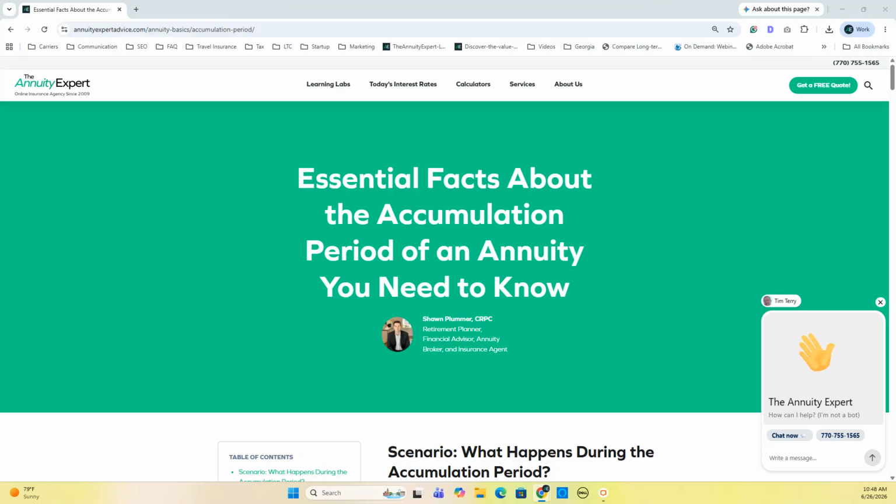That's it. That's the accumulation period. It's putting your money in an annuity, letting it grow tax deferred, kind of like an IRA. You're earning interest, and then at some point in time, you're going to start collecting money from this annuity for your income purposes. But it doesn't have to be today. It could be 30 years in the future if you wanted to, right?